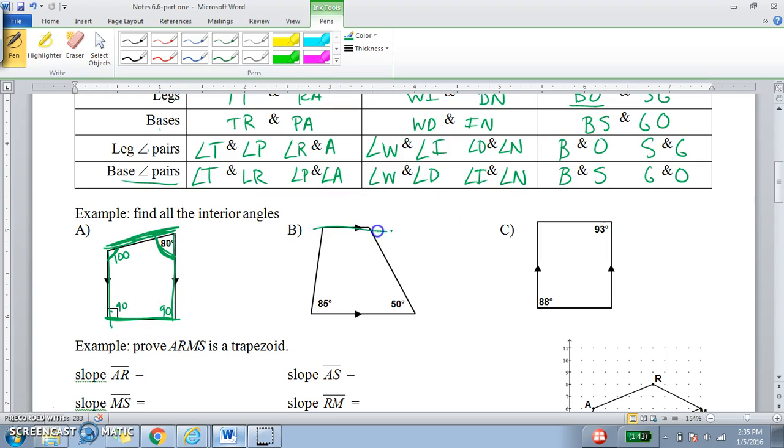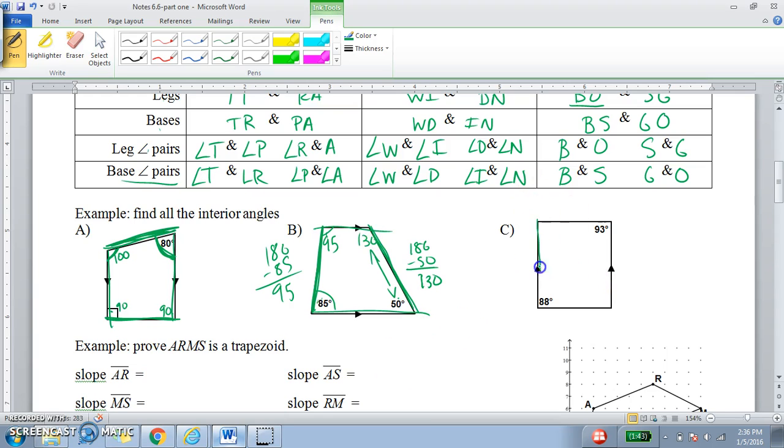Over here, parallel sides are here and here. So this angle and this angle have to add up to 180. So I take 180 and subtract 85, and I would get 95. And then this angle and this angle also have to add up to 180. So if this one's 50, I would get 130. So two angles that are touching the same leg, or one of the sides that's not parallel to the side across from it, have to add up to 180. 85 and 95 add up to 180, 50 and 130 add up to 180.